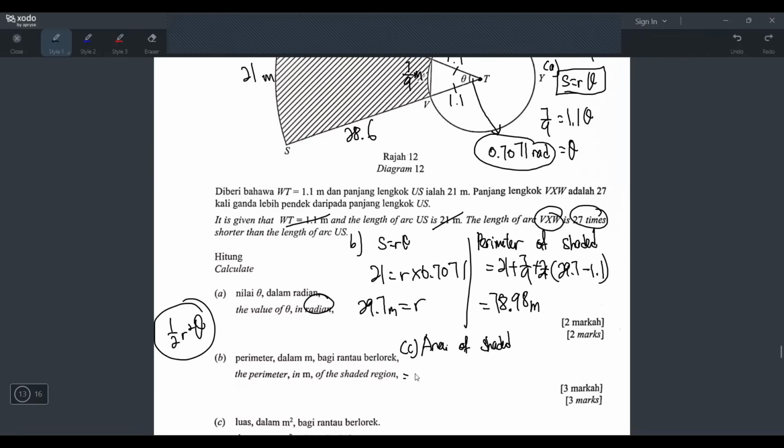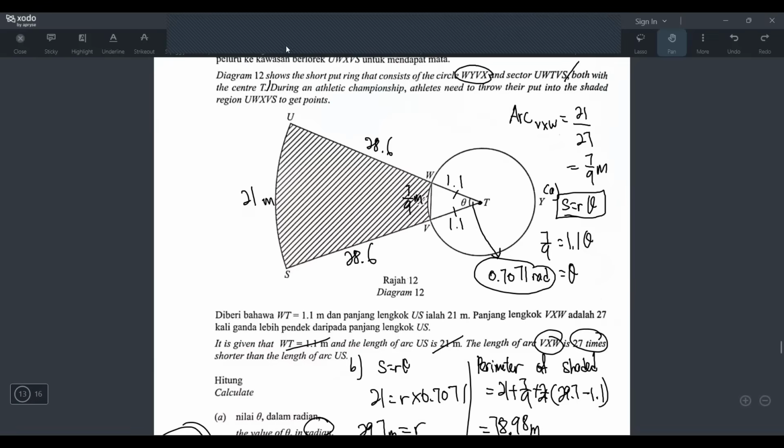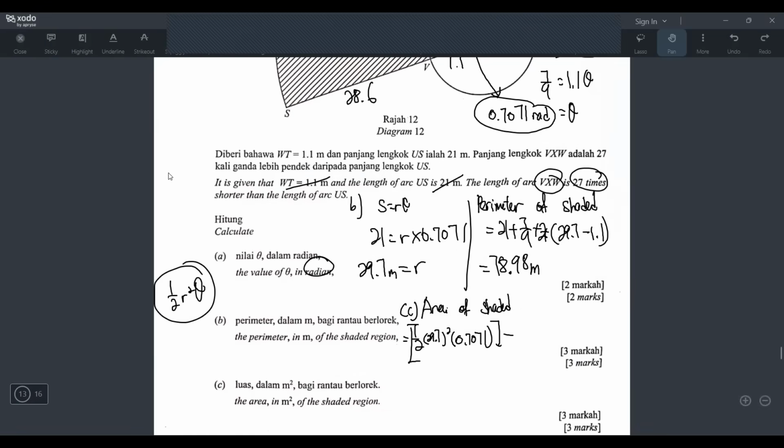Okay. So what is the area of sector formula? 1/2 r squared theta. Okay, the big sector radius is 29.7, and then the theta is 0.7071. So this is how we calculate the big sector area. But I have to minus what? I have to minus this small sector. And the small sector area, we will also use the same formula. 1/2 r squared, but the small sector radius is 1.1 squared, and then the theta is still the same, 0.7071. Okay, if I calculate this, I'll get the answer.